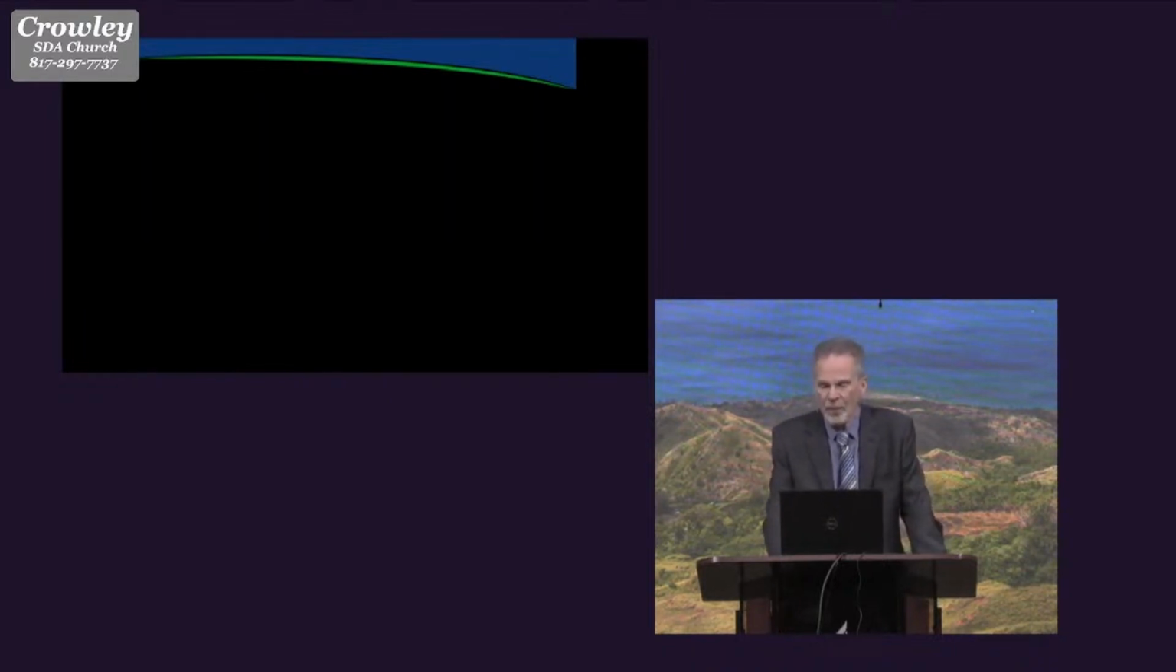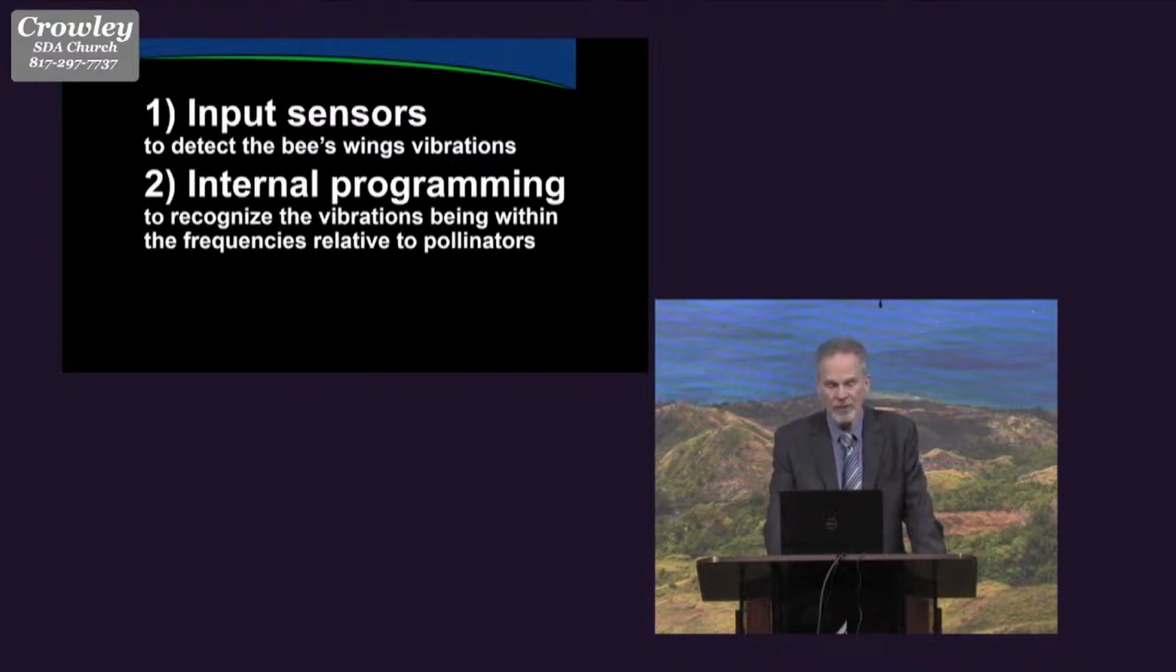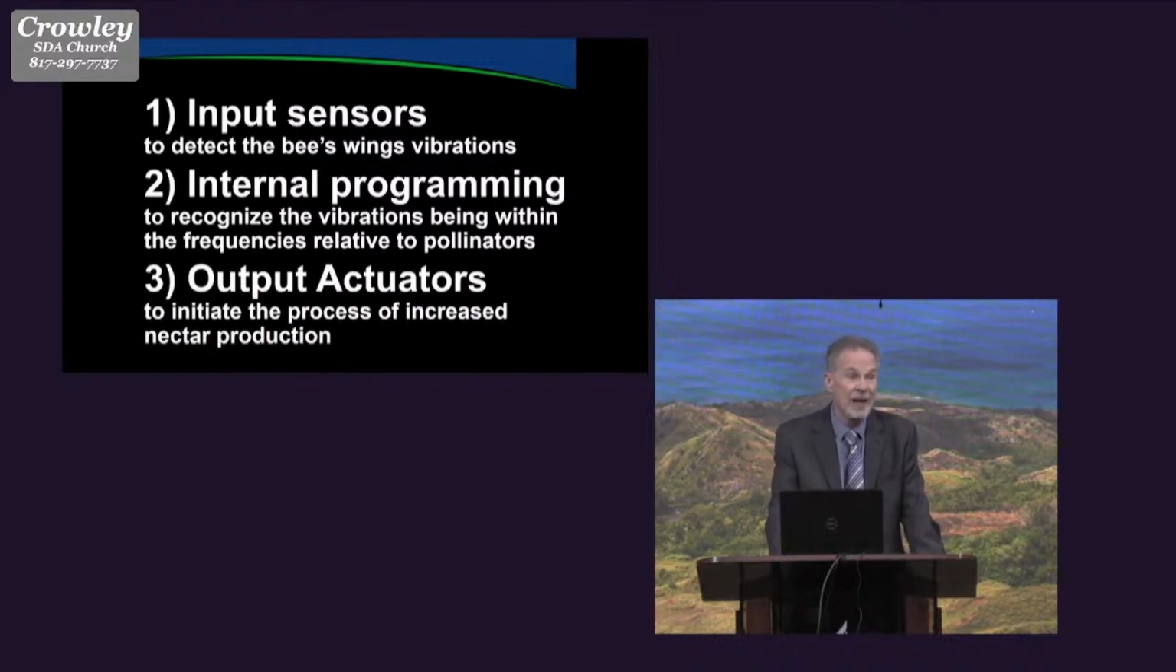Well, what do flowers have? Input sensors to detect the bee's wing vibrations, internal programming to recognize those vibrations as being within the frequencies relative to pollinators, and it has to have an output actuator to initiate the process of increasing the nectar production. Sweet, as the kids would say, especially if you like honey, right?